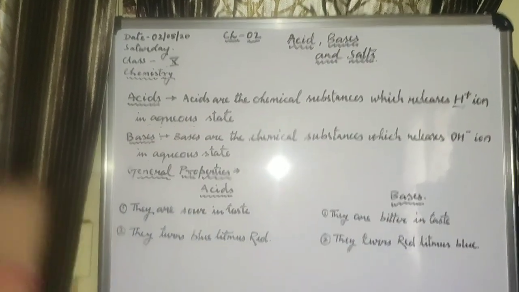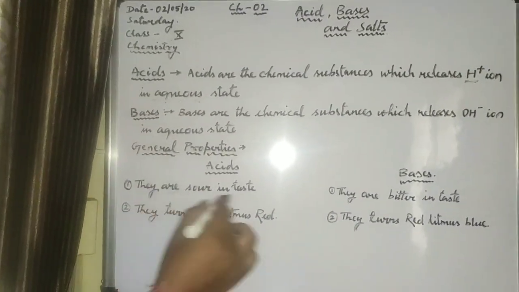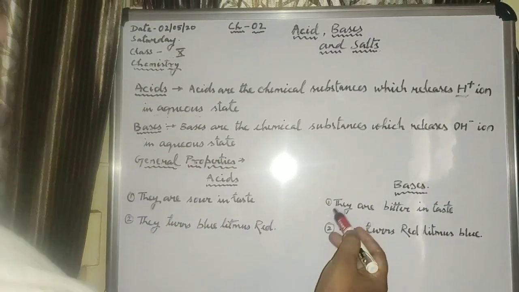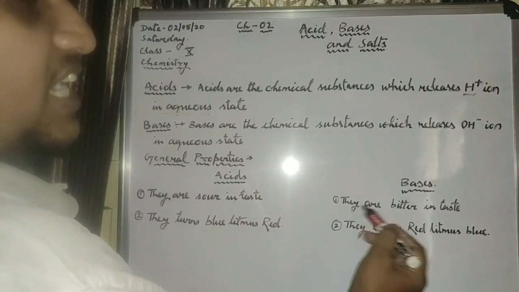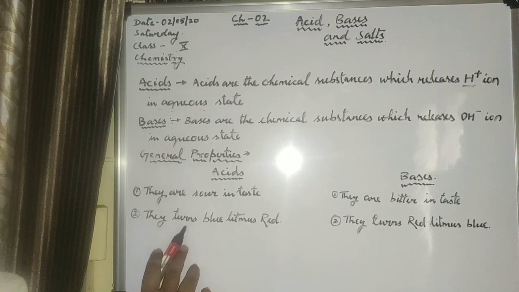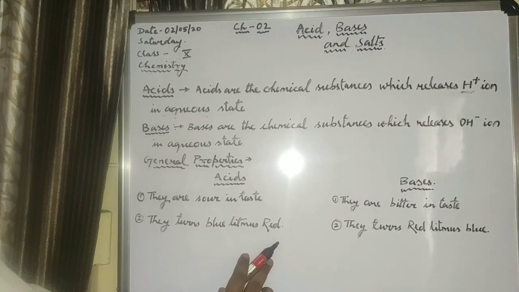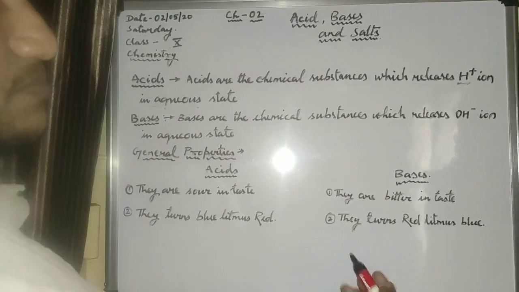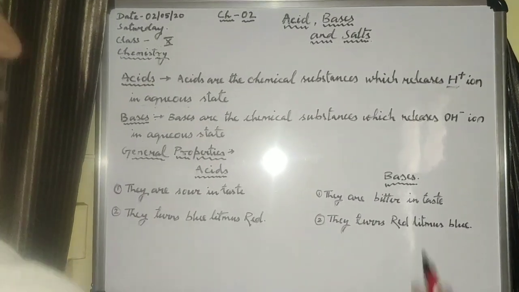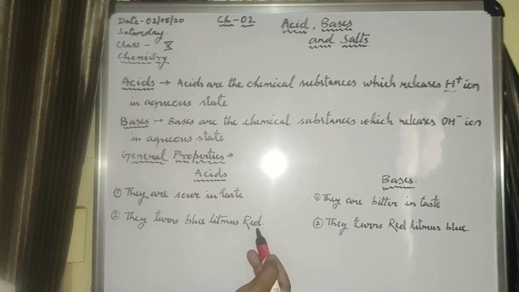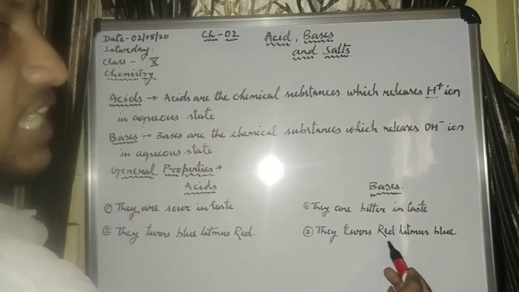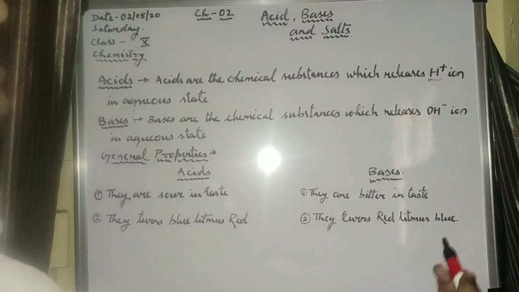General property of acid. They are sour in taste. Bases, they are bitter in taste. Acids turn blue litmus red, whereas bases turn red litmus blue. Remember it, if a substance turns blue litmus red, then it is acid. If a substance turns red litmus blue, then it is base.